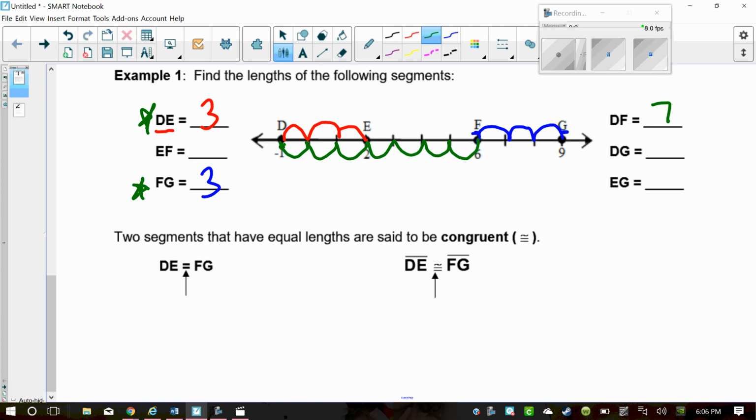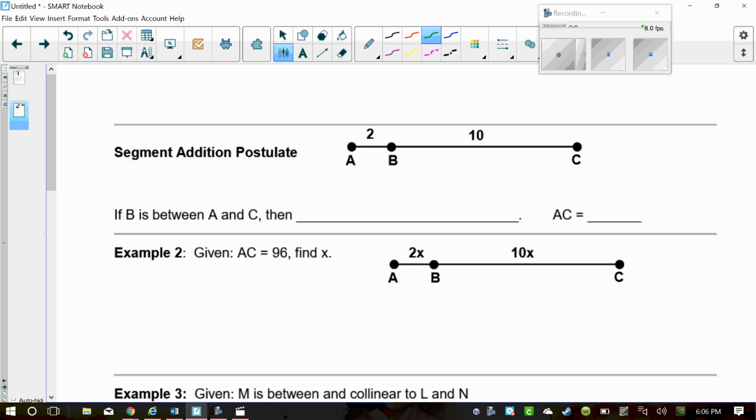This is a symbol for congruent. It's an equal sign with a tilde on top. We're going to be using this throughout the class. Go ahead and flip your paper over. Let's go to the next page.